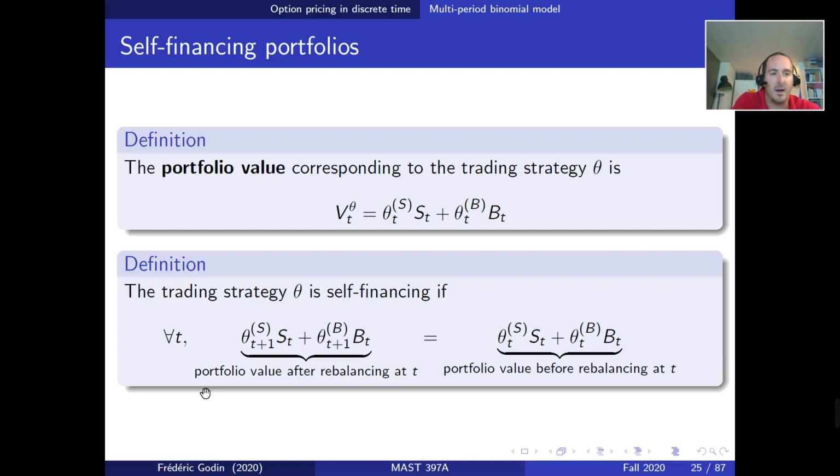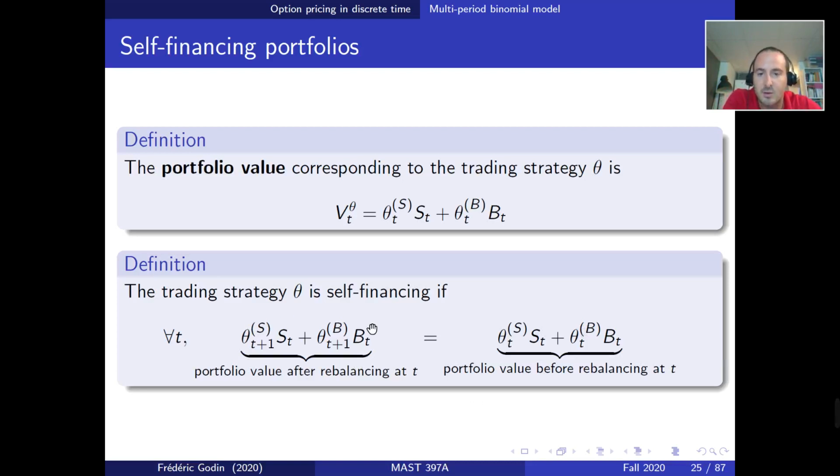So how can we express that mathematically? A trading strategy theta is said to be self-financing if for all time steps t, theta_{t+1}^S S_t plus theta_{t+1}^B B_t is equal to the same expression, except that the thetas are now indexed by time t instead of t plus 1. Okay, so this is just the equation, but now let's try to make sense out of this.